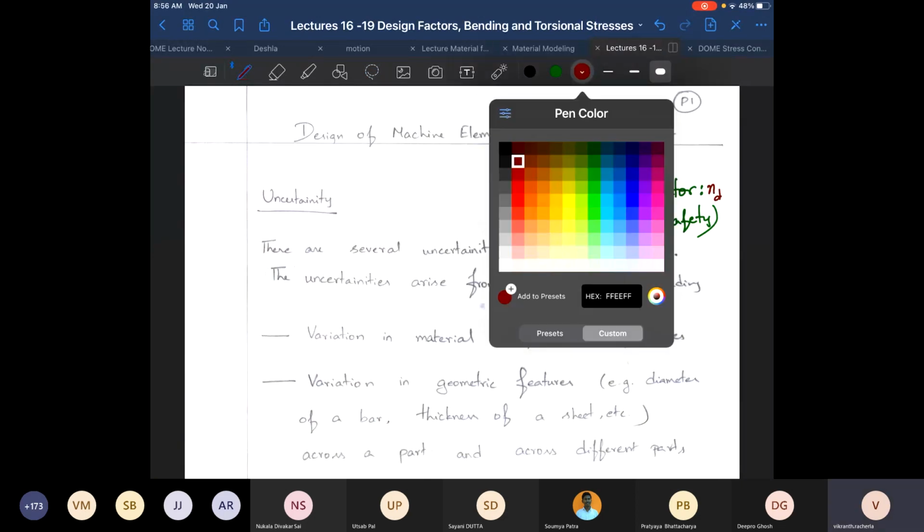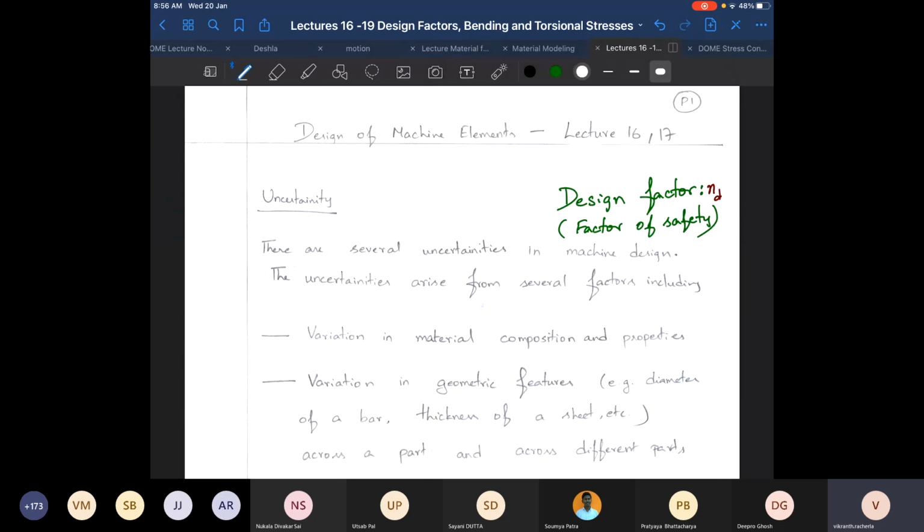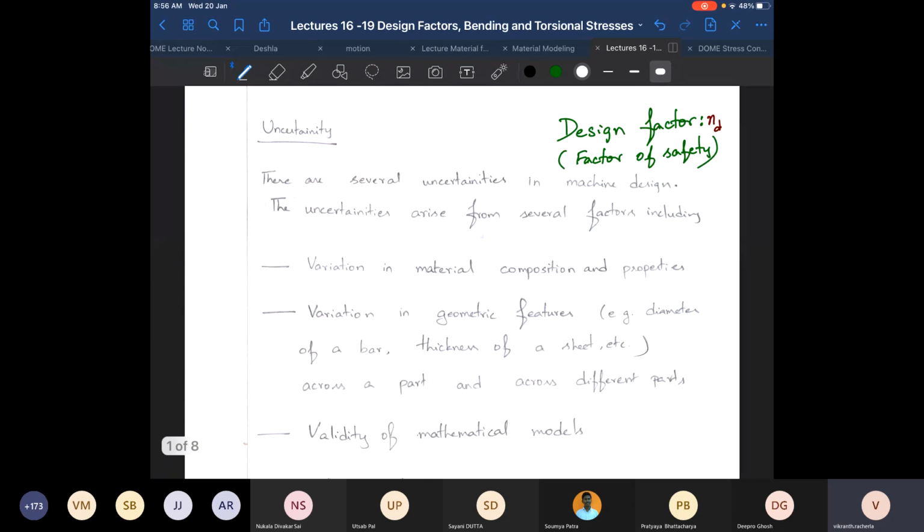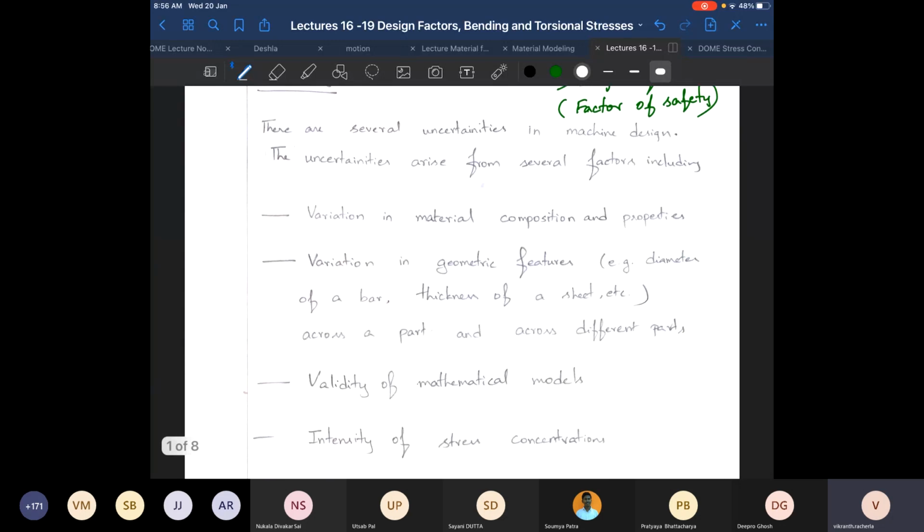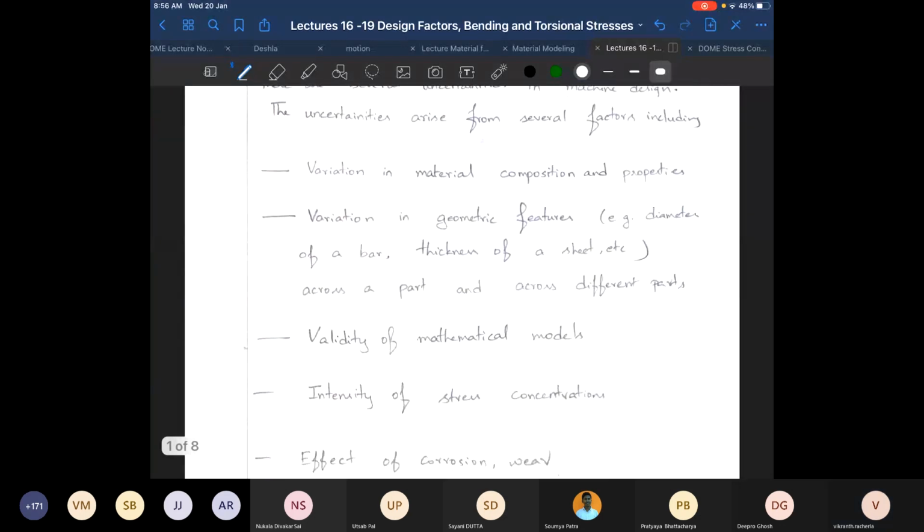see what this is. Okay, now the first thing to note is that there are several uncertainties whenever you're doing machine design. What are the uncertainties? So for example, anytime you are solving or analyzing a problem, I have told you earlier, you have to approach it from two perspectives.